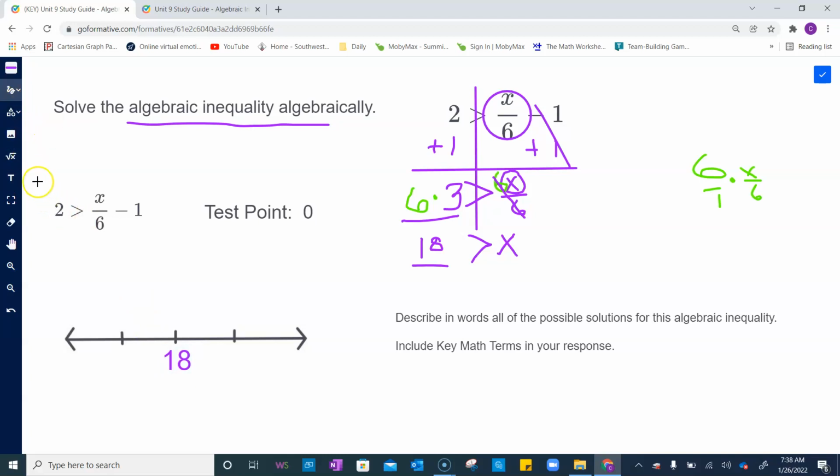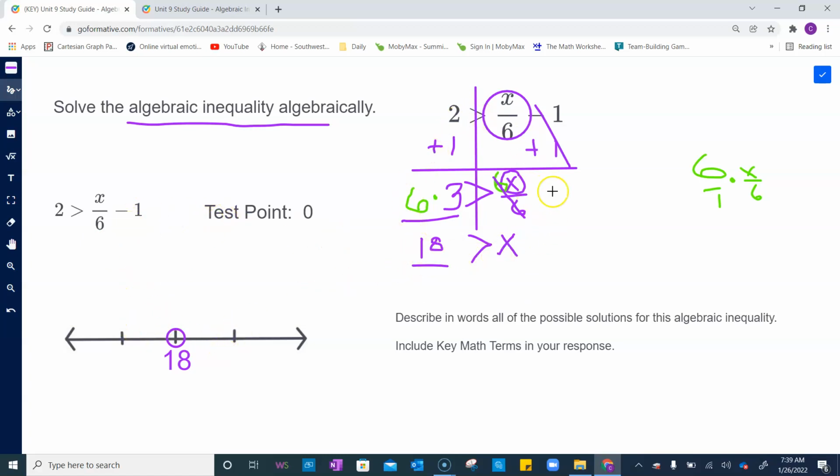And now I'm going to decide, since this is a greater than symbol and there's no equal piece, I need an open circle on 18. 18 is not going to work in this inequality, but it is going to split our results into the solutions on one side of 18 and the non-solutions on the other. So it's our division point. All our solutions will go up to 18 but not include it. So I'm going to use a test point to see which side to shade.